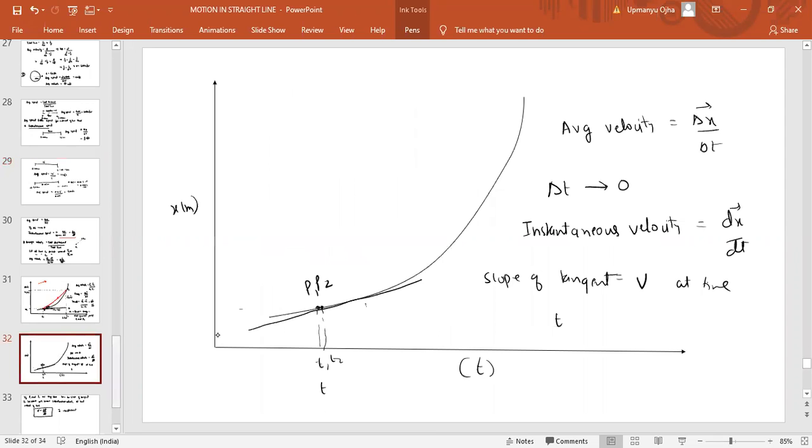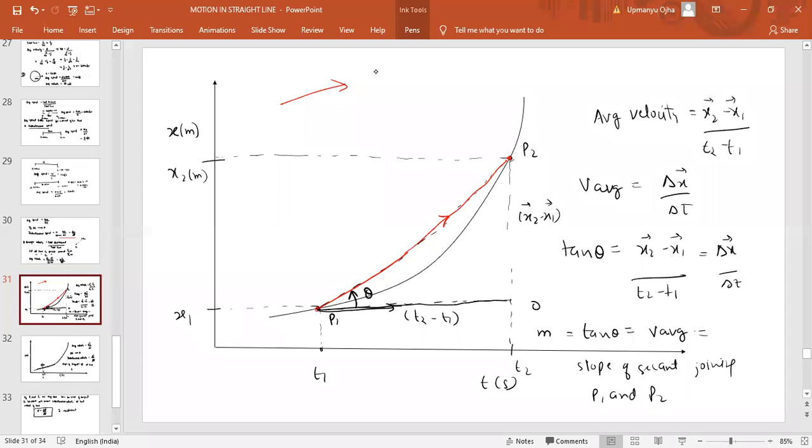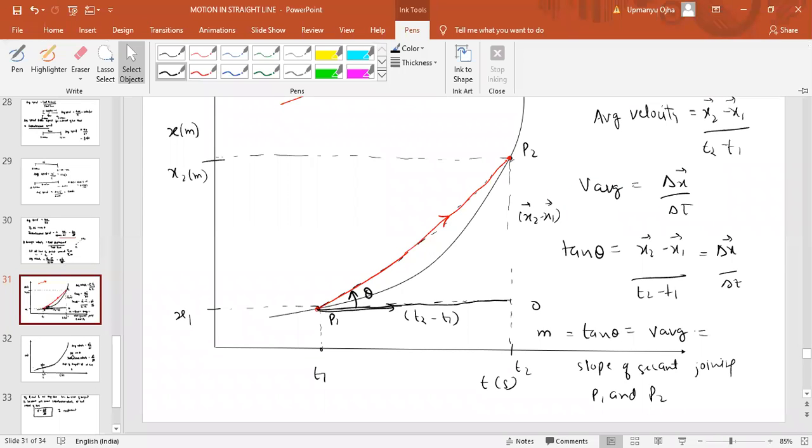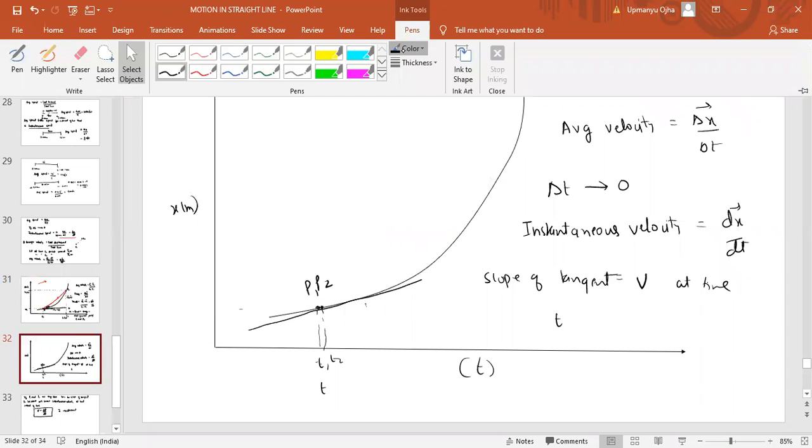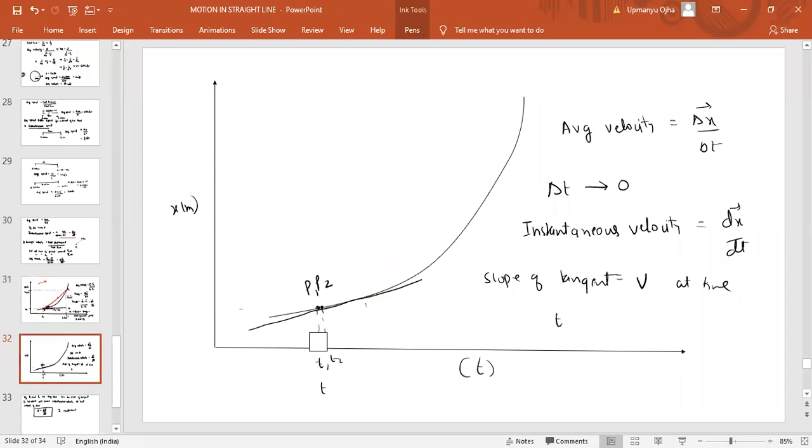Now in this case, I am using the same graph here. If I have to find the velocity of the body at time t1, then what do I have to do? This is the t1 point. So at t1 the displacement was x1. This is the displacement x1. Now if I have to find the velocity at t1, what do I have to do? I have to reduce the time interval.